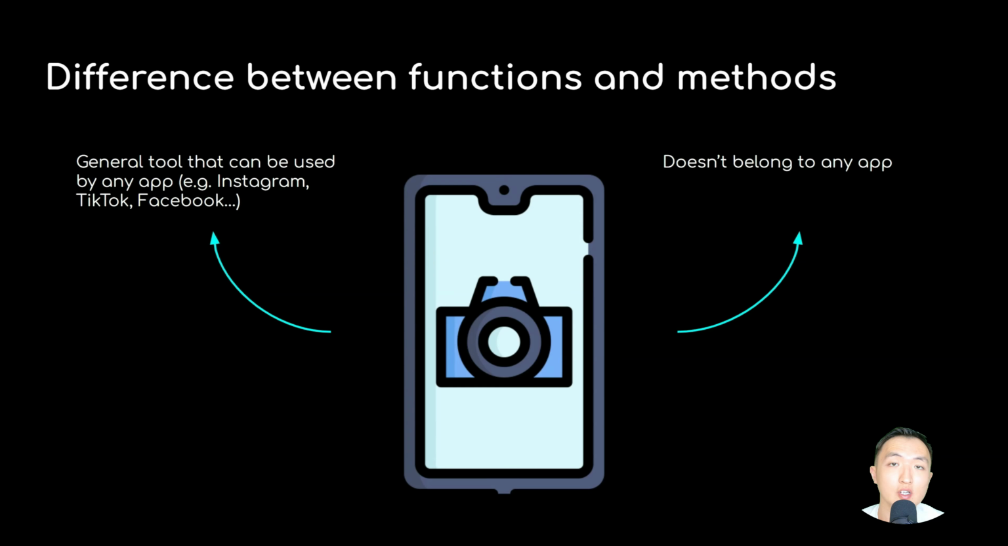An analogy of a function is the camera on your phone. The camera on your phone can be used by any app that requires a camera. For example, Facebook, TikTok, Instagram. These apps may need access to your camera to take photos and videos. However, although these apps may gain access to it, they don't have exclusive control over it.